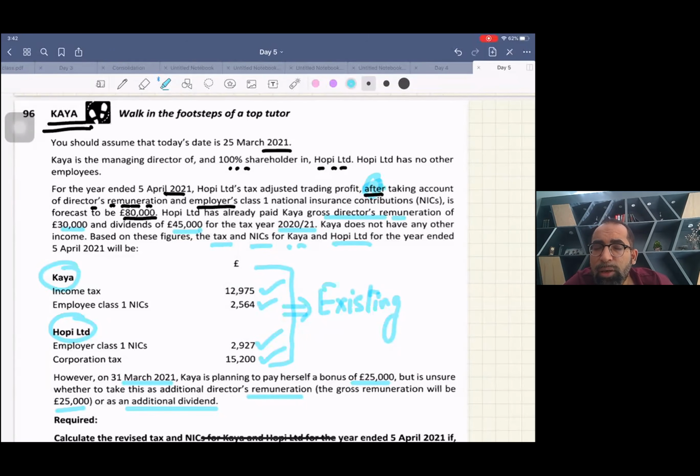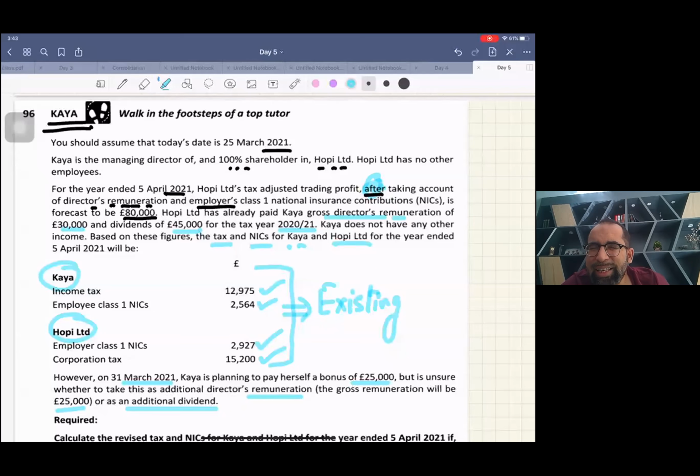But if she takes out this 25,000 as a dividend, then there is no change on the company side. The company does not have to pay any class 1 employer NIC, and there are no additional allowed expenses for the company. Use your brain, please, strictly use your brain.